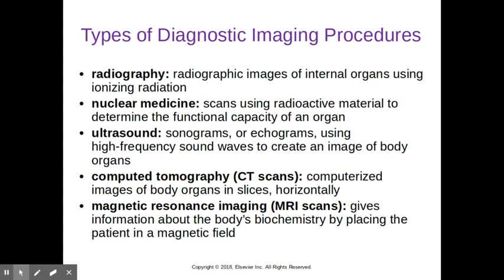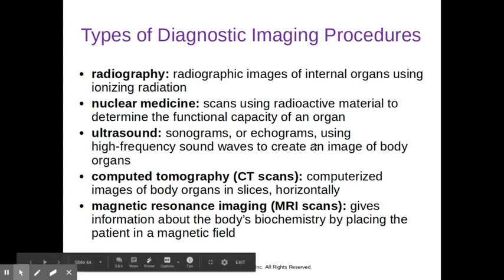Radiography: radiographic images of internal organs using ionizing radiation or X-ray. Nuclear medicine scans use radioactive material to determine the functionality and capacity of an organ. Ultrasound, sonographs, echograms use high-frequency sound waves to create an image of the body. CT scans are computerized images of the body in horizontal slices. Magnetic resonance imaging, MRI scans, give information about the body's biochemistry by placing the patient in a magnetic field.